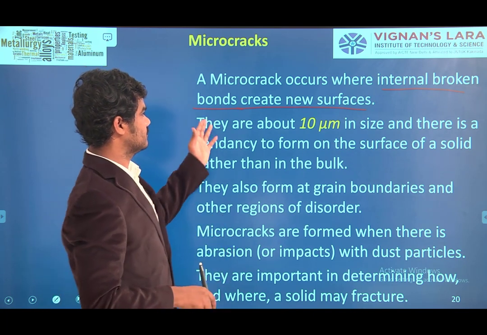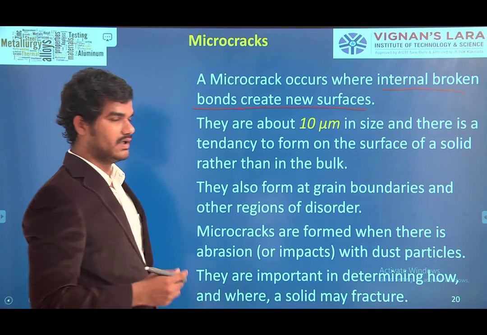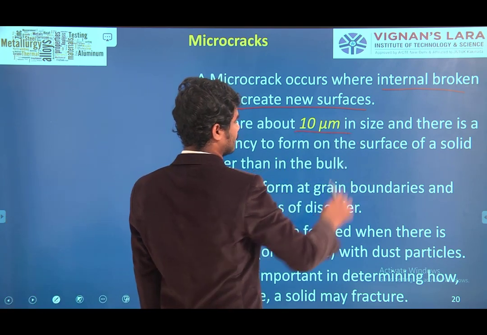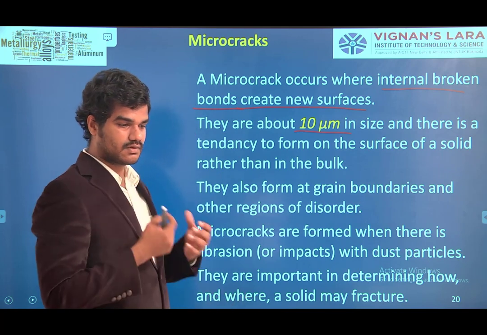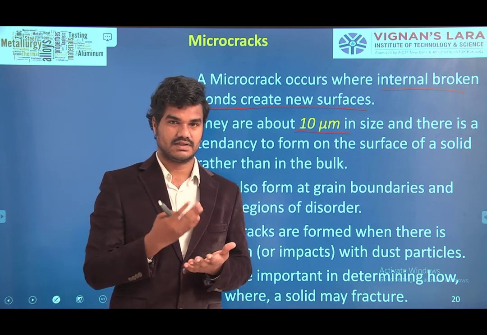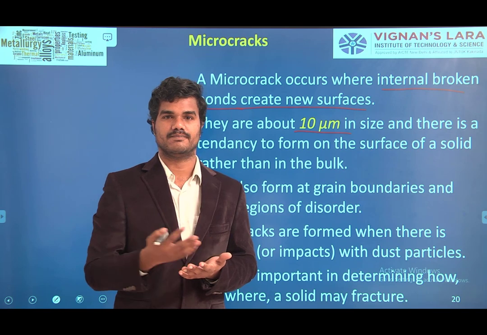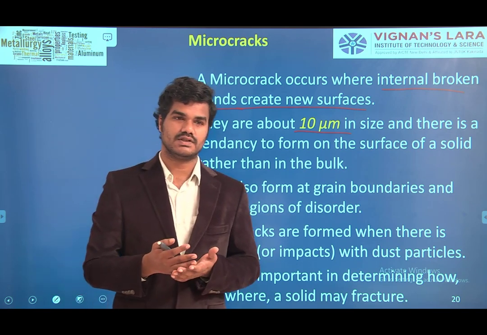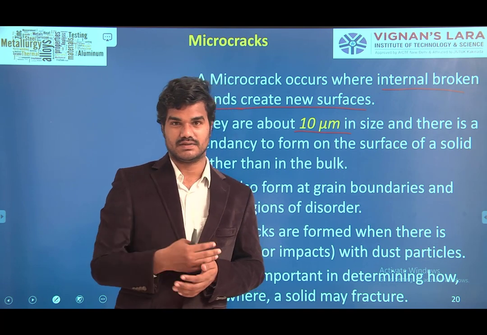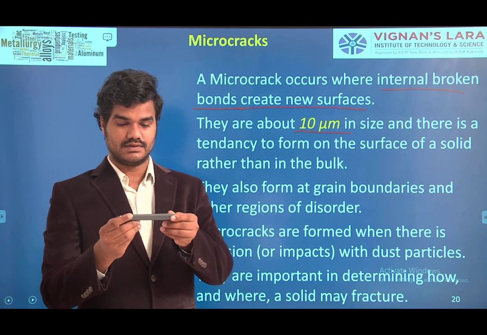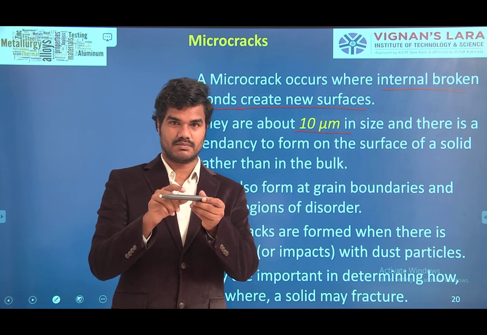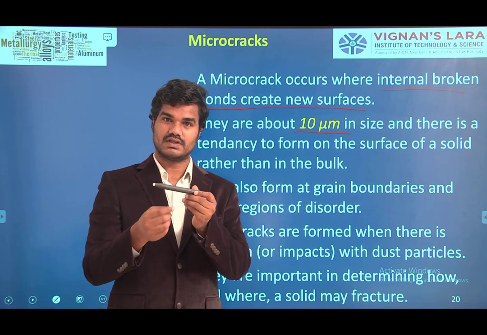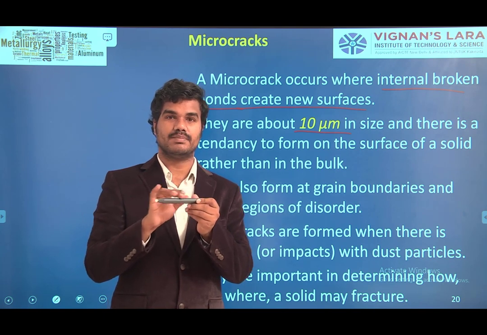These microcracks are of 10 micrometer size. Microcracks you cannot see with your eye; you have to observe them with a microscope. Microcracks are usually not seen inside the body, within the metal. Microcracks usually appear on the surfaces.